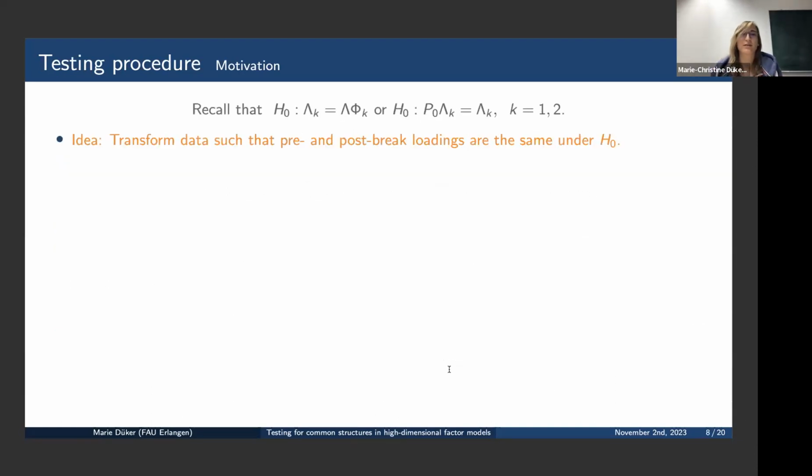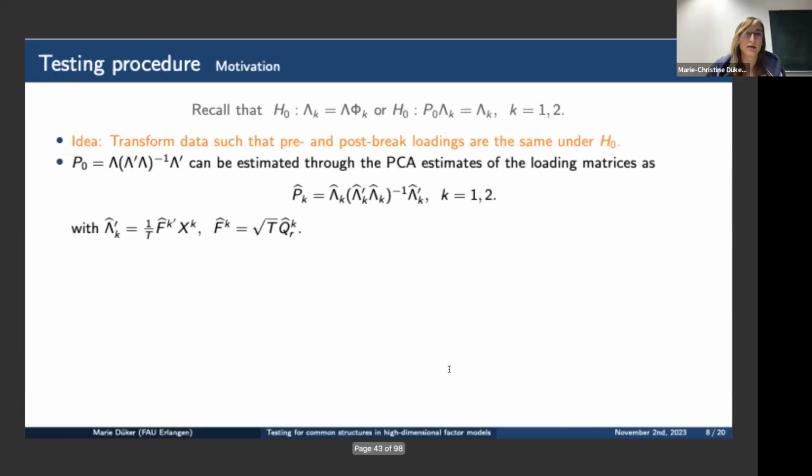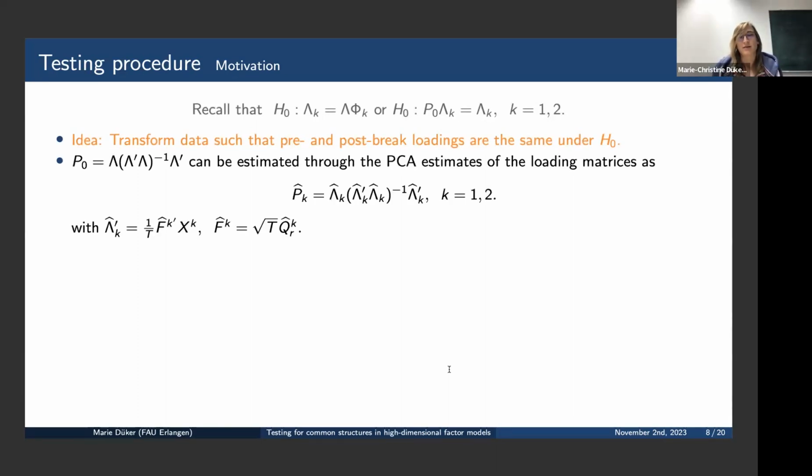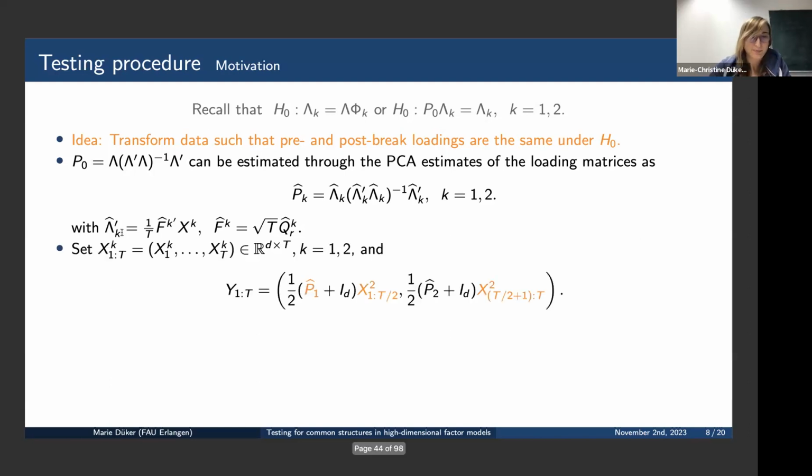So getting to our testing procedure, the idea is now to transform the data such that the pre and post break loadings are the same under the hypothesis, which is actually not the case, right? But this is what the regular change point test does. And this is something we want to achieve by transforming our data. So let's recall our projection matrix and then use our PCA estimators to estimate the loading matrices. And then we can get estimators for projection matrices based on the first and based on the second series. So we basically get two of those projection matrices. And again, the loading estimators are based on our PCA estimates.